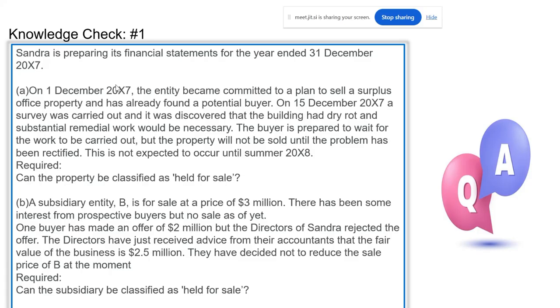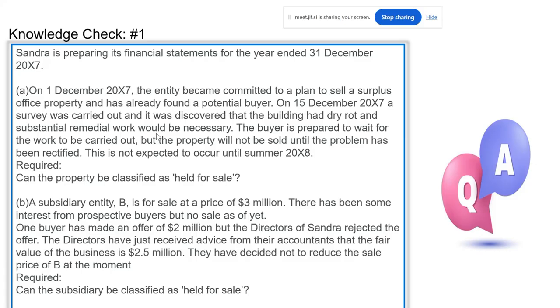Yes, how? At its present condition. Is it available in its present condition? It cannot be held for sale because there is dry rot in the building. It's just that the buyer is ready to wait until the problem is rectified. But at present, in 2027, it cannot be held for sale. So what will you classify it as?